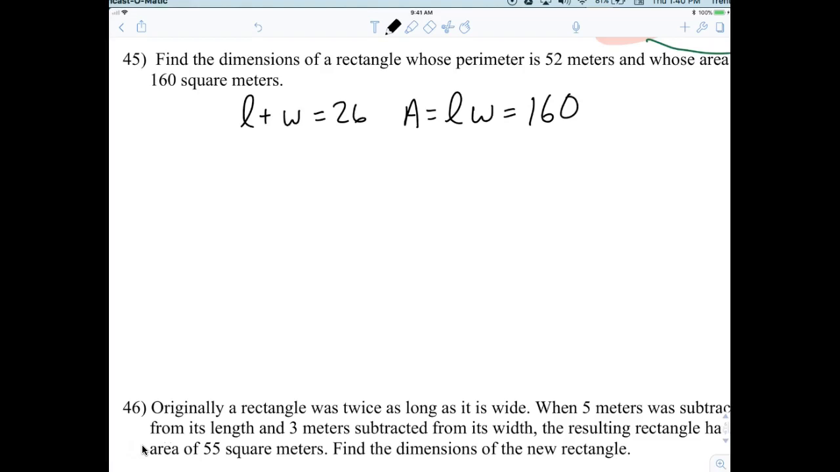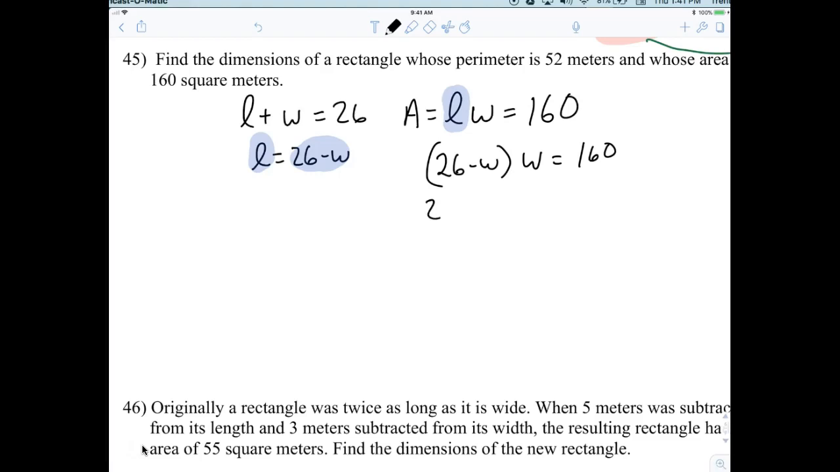You may have an issue with that. Any issues with that? All right. And now, what does L equal? 26 minus W. Everybody okay with that? And now from there, wherever I see an L, I put what? So there's an L. I'm going to replace L with what? So 26 minus W times W is equal to 160.